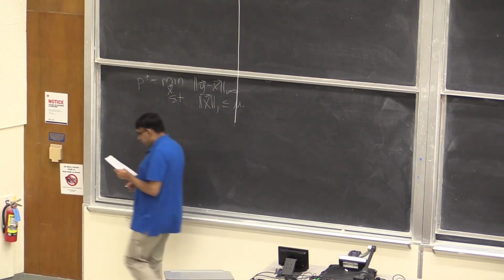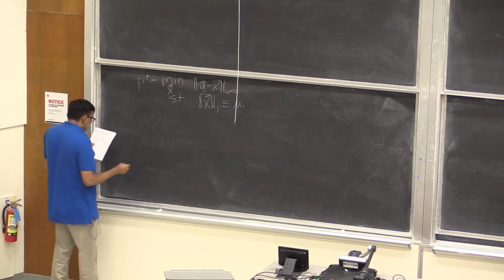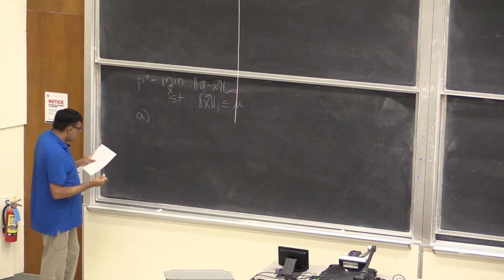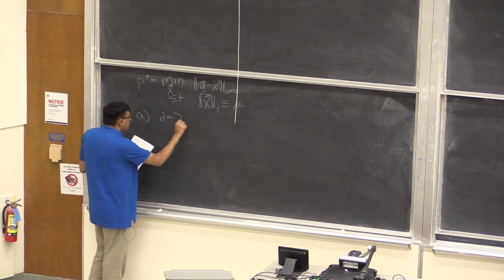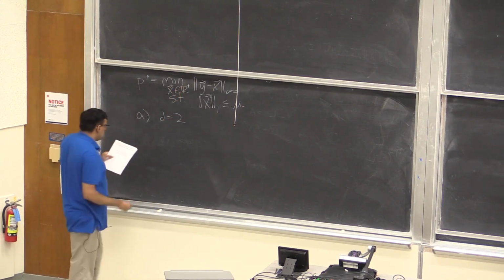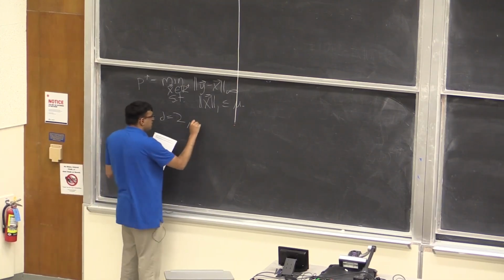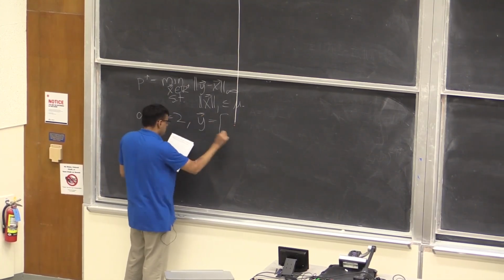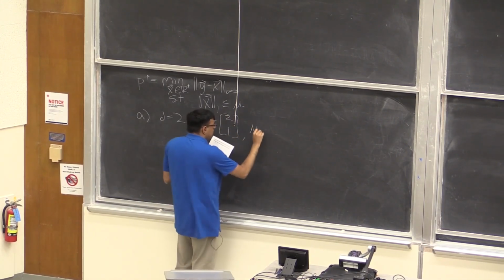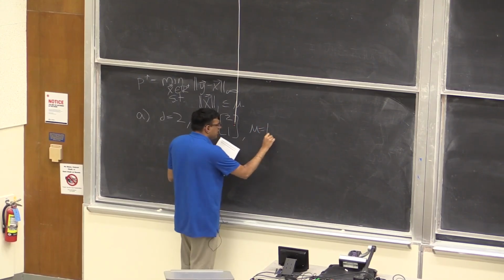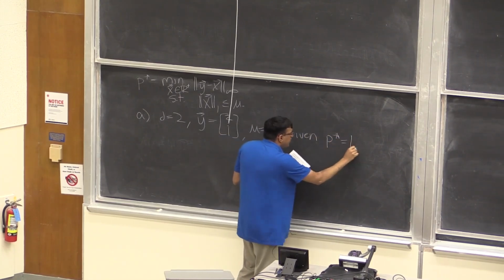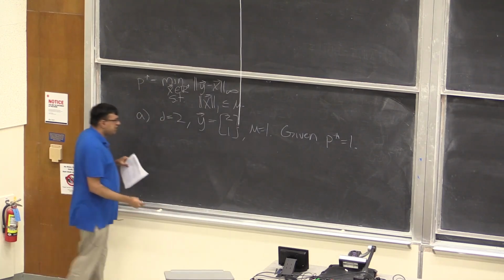The first part will ask us to solve this in a simple numerical case. We set d equals 2, so x is a vector in R^d, and in particular we set y equal to (2, 1) and mu equal to 1. We're given that p star is equal to 1, and now we want to find x star.